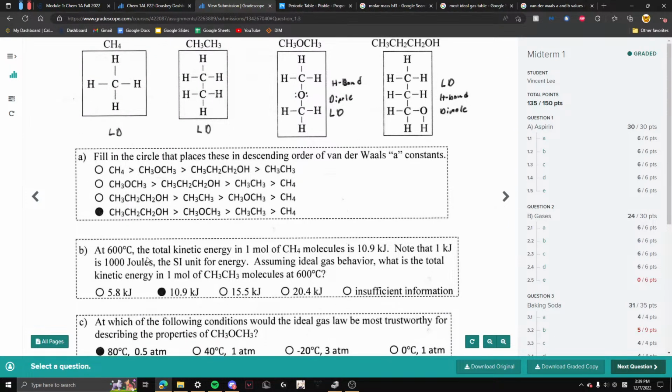Yeah, at 600 degrees Celsius, the total kinetic energy for 1 mole, blah blah, not that 1 kilojoule, blah blah. Assuming standard gas behavior, what is the total kinetic energy in 1 mole of CH3 at 600 degrees Celsius? So pretty much what we did here was we can find the kinetic energy for CH3 because at a specific temperature, the kinetic energy of all molecules are going to be the same. It's just their velocities are different. So we know that its kinetic energy is going to be the exact same at 10.9.